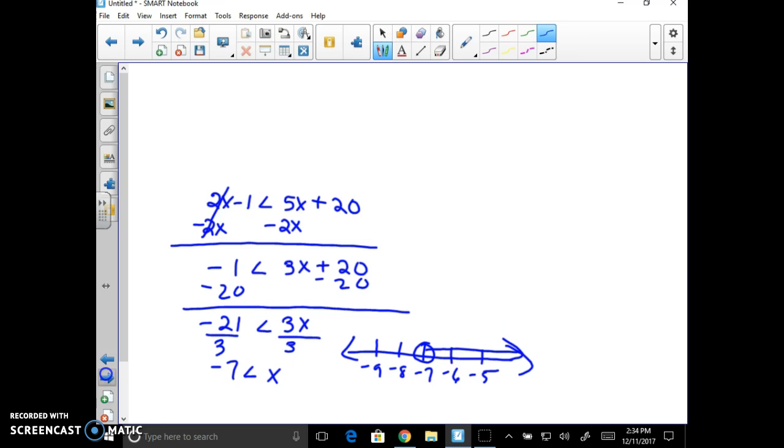Oops, -7, yeah, it goes in that direction. So our interval notation, -7 and infinity. Okay, I want you to finish 7, 8, 9, and 10. Make sure you have your work checked, graph them, and try the interval notation.